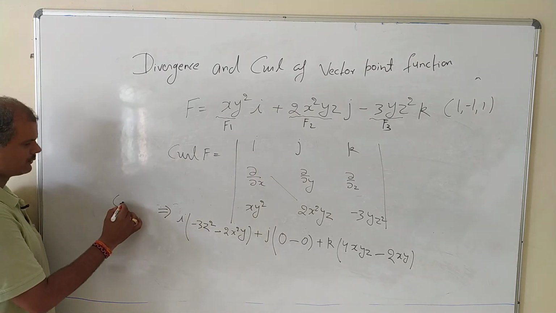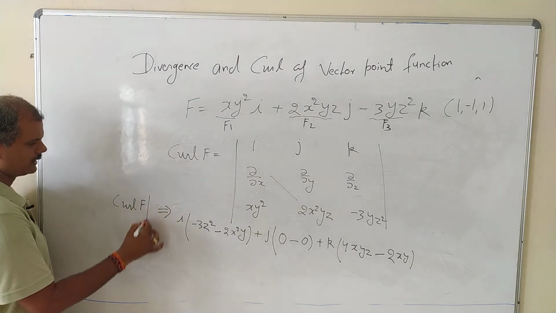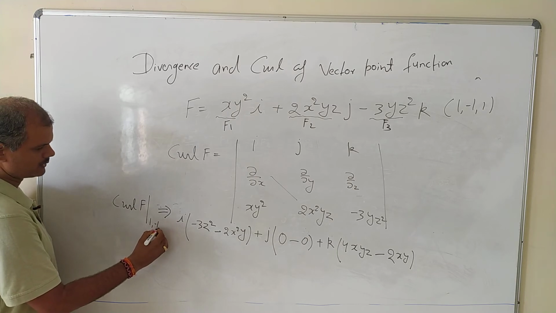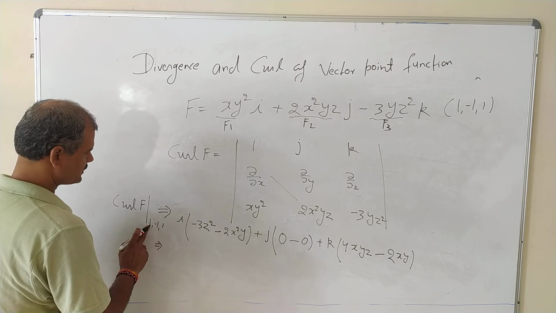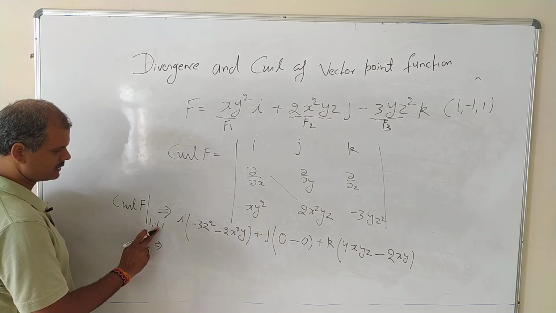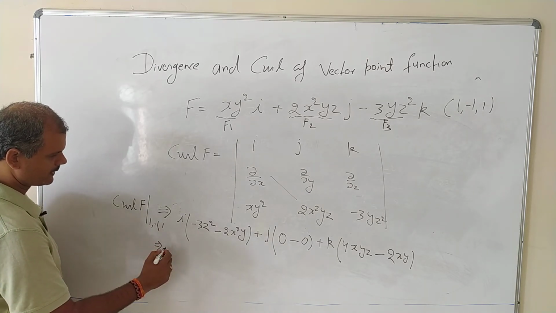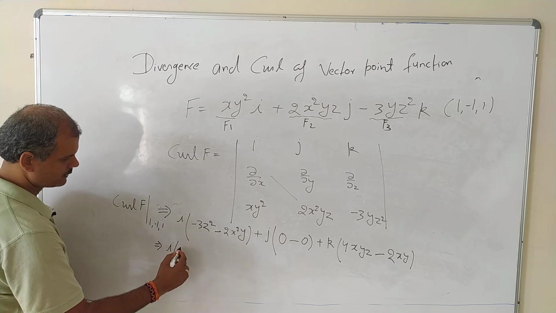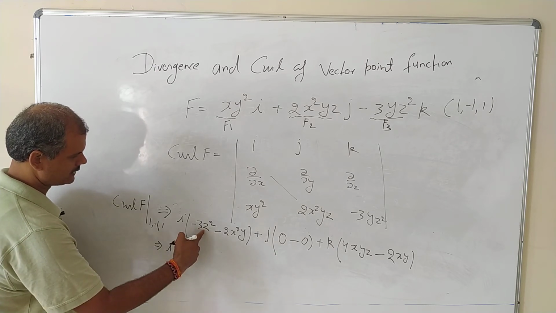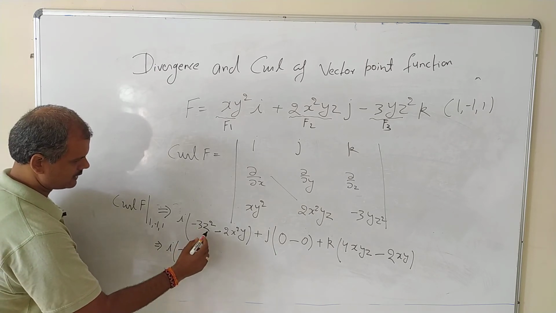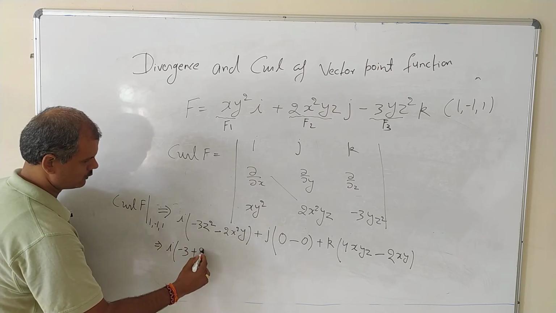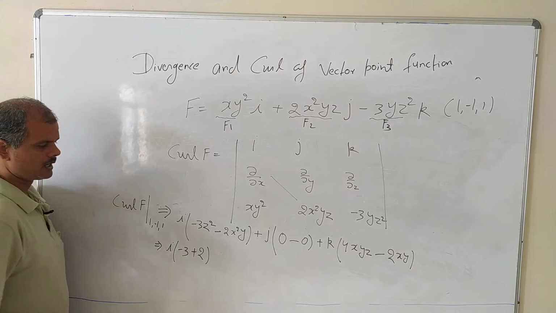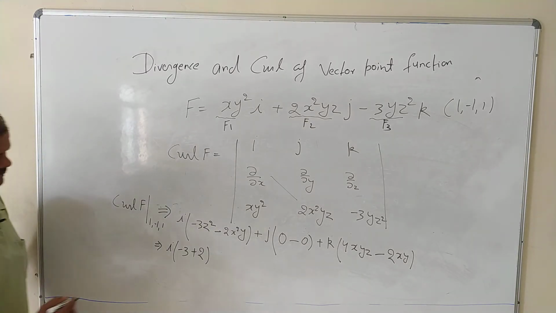Now this is the curl of f at the point 1 comma minus 1 comma 1. So what we get? In the place of x, 1; in the place of y, minus 1; in the place of z, we get 1. So I, so minus 3 z square and plus 2 into 1 into 2. I, minus 3 plus 2.